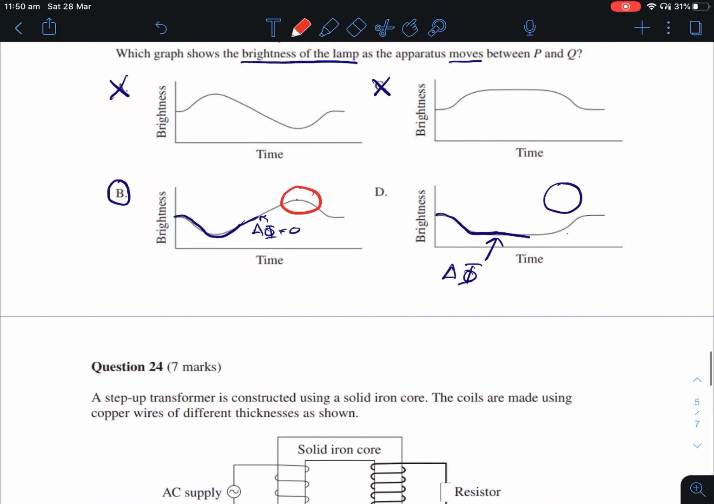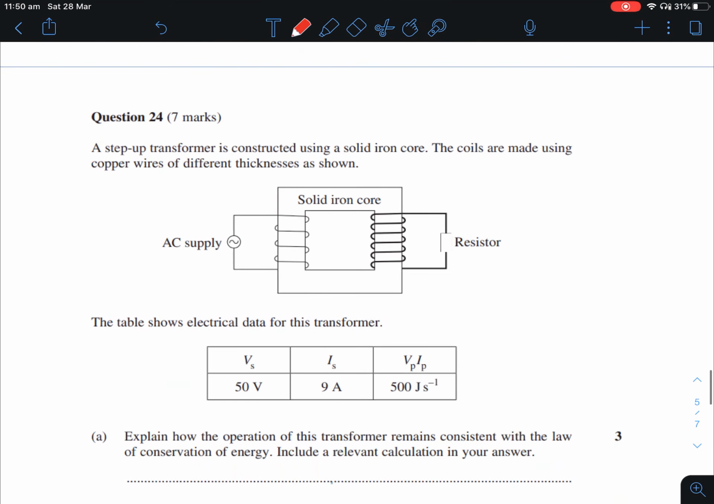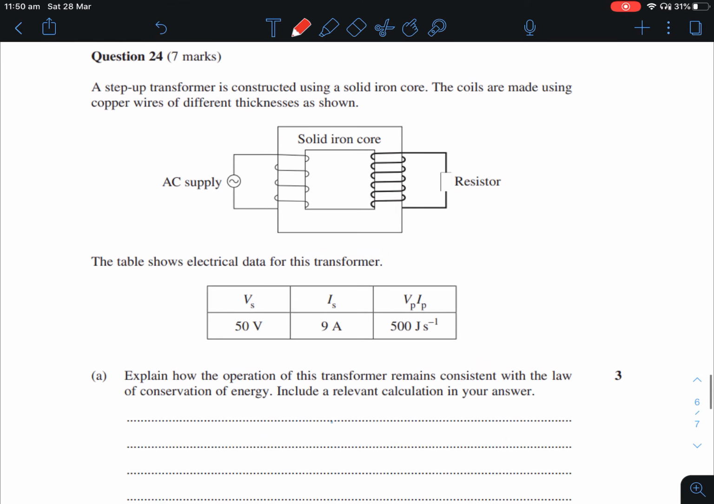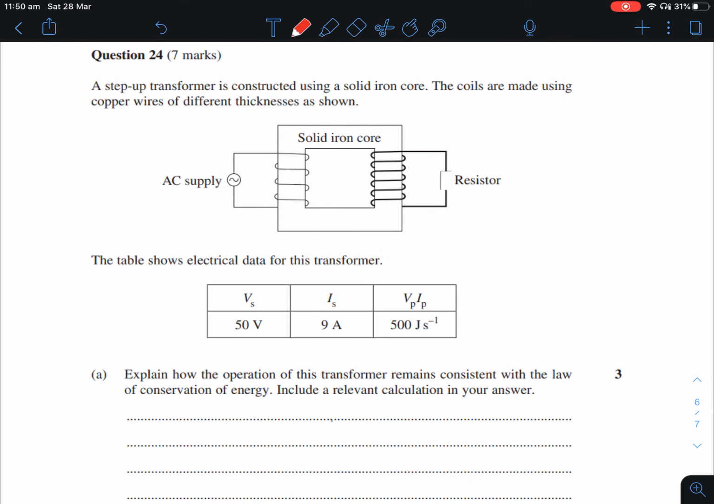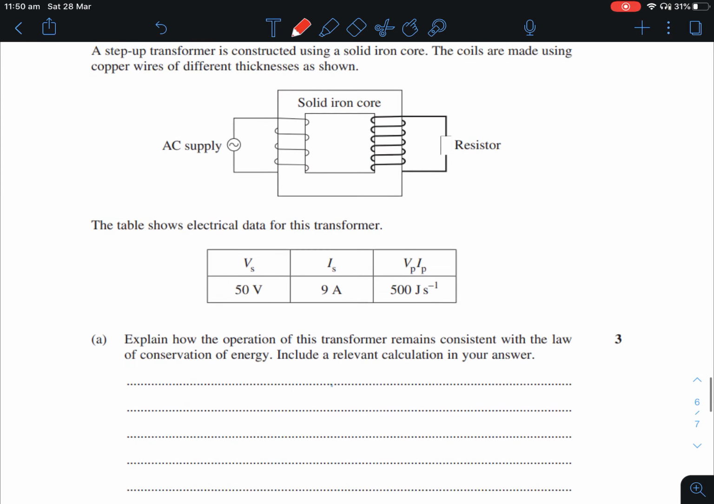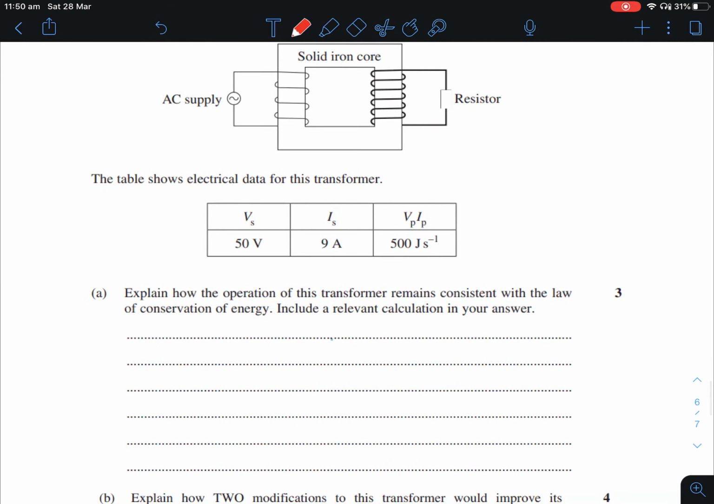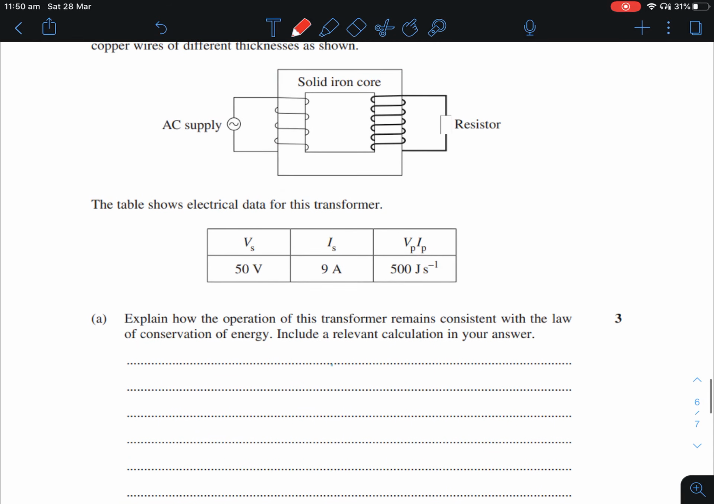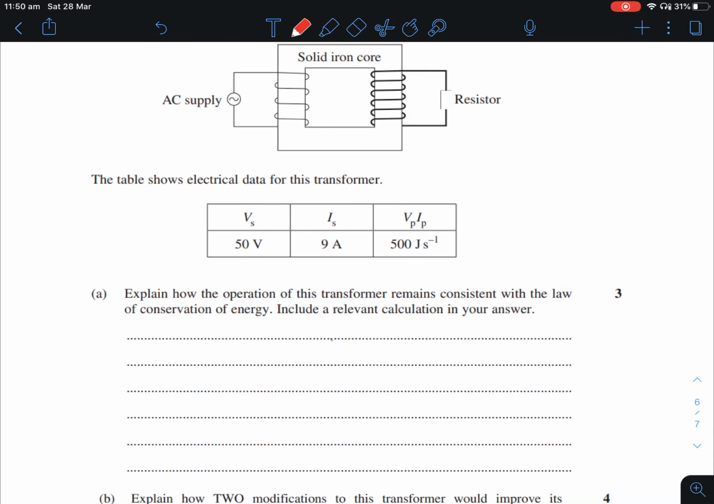Okay, let's continue. So question 24, we're told that we've got a solid iron core with 2 coils around it. Now, hopefully that looks familiar. It's a step-up transformer. And we're told in part 1 to explain how the operation of this transformer remains consistent with the law of conservation of energy. And it tells us to include a relevant calculation.